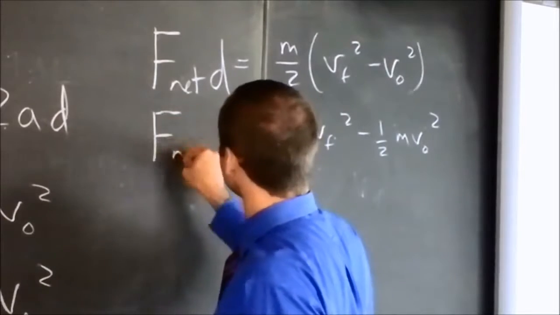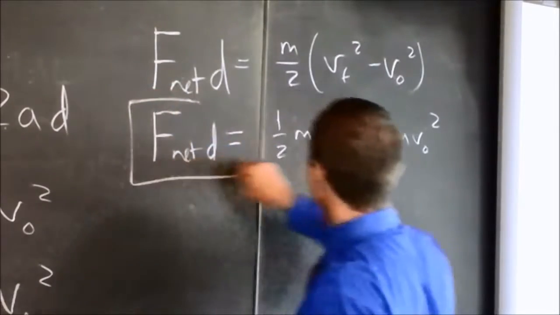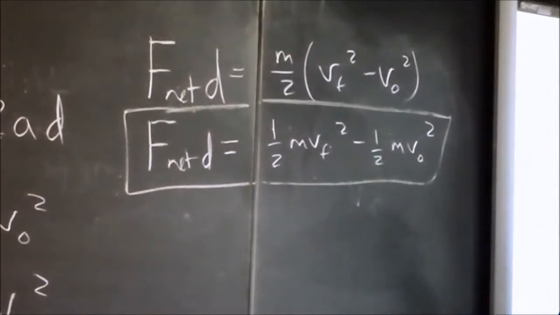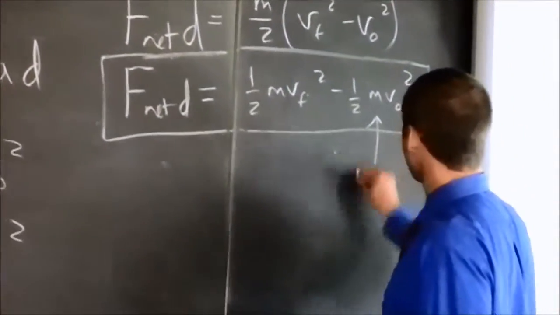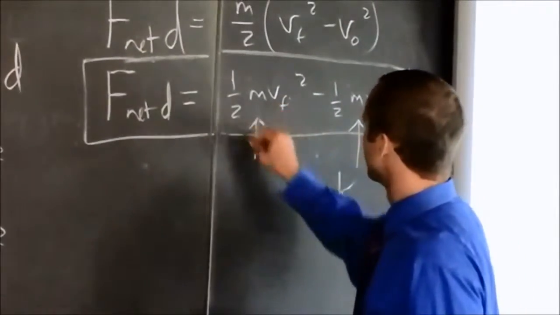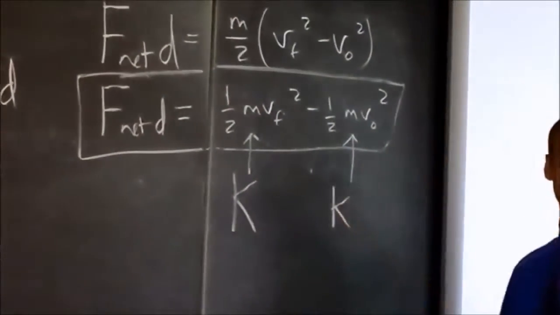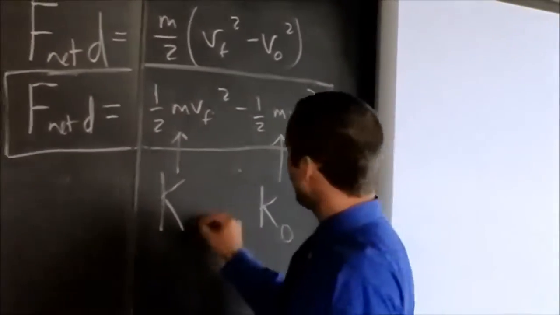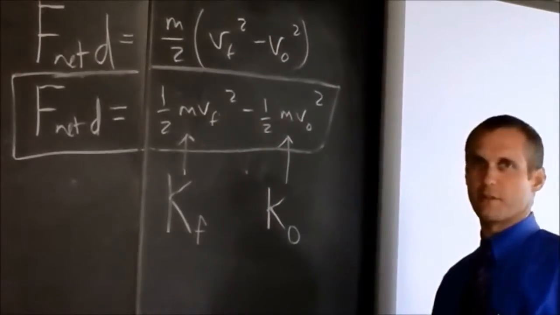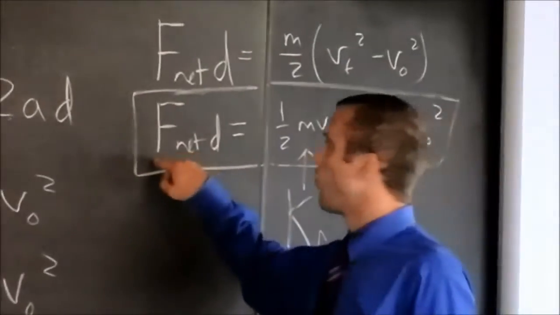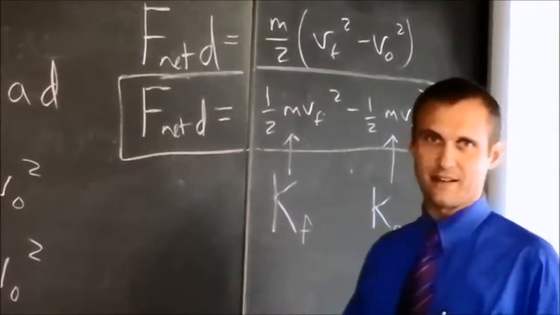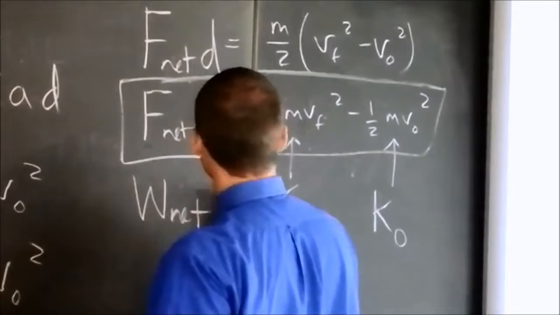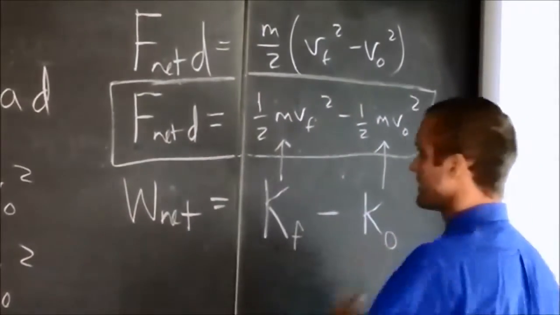This is the work kinetic energy theorem. But that doesn't make any sense unless we define what kinetic energy is. This is kinetic energy. And this is kinetic energy. But they're not just any kinetic energies. This one is the initial kinetic energy of the microscope, and this one is the final kinetic energy of the microscope. So notice that net work is final kinetic energy minus initial kinetic energy.